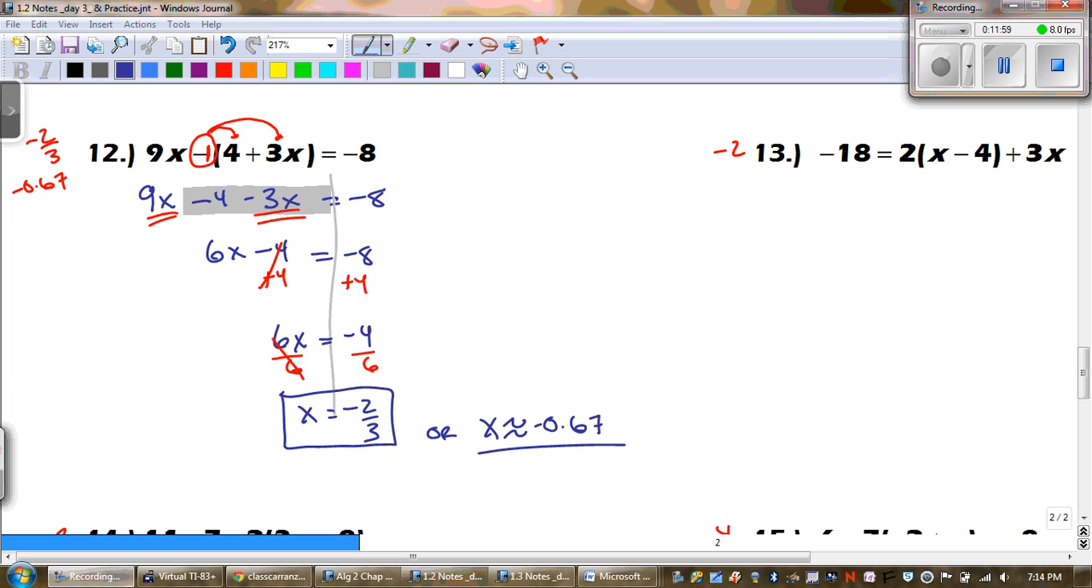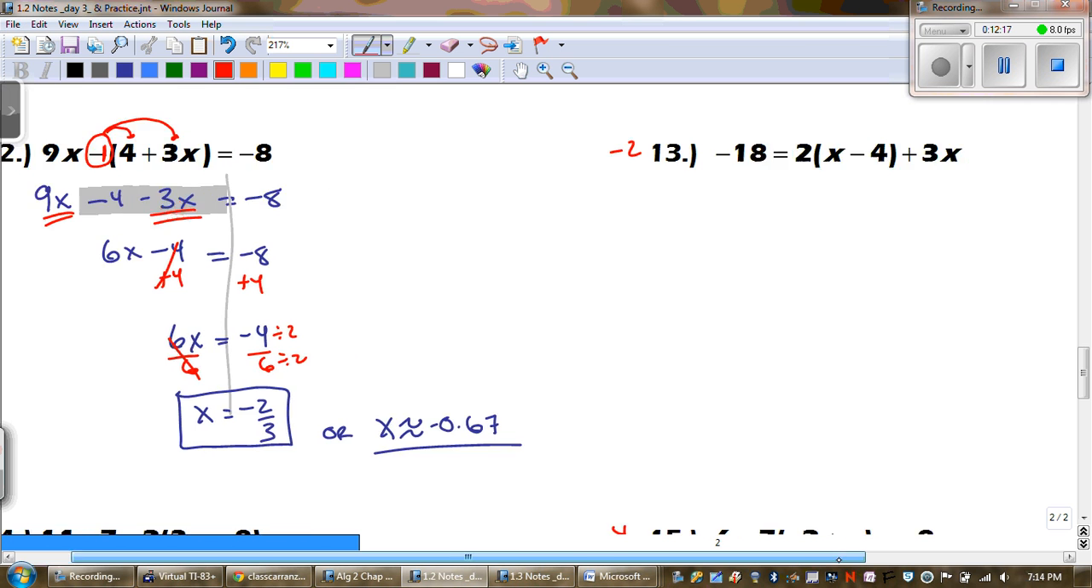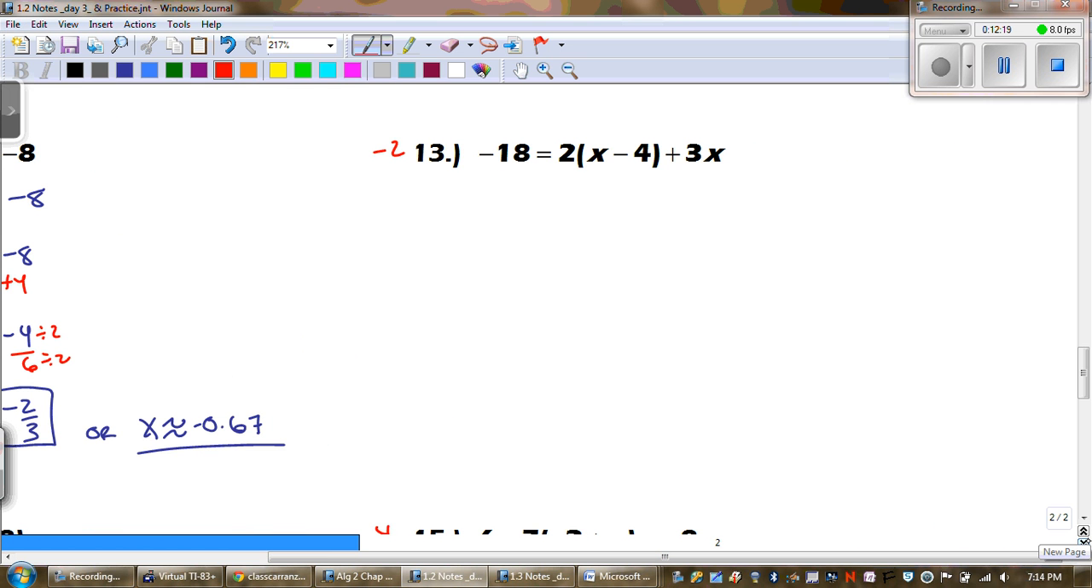Okay, and when you do that, you add 4 to both sides and divide by 6. Now, if you can't tell, -4 and -6, or +6, you can divide both of those by 2, and that's where we get -2/3. If you plugged it into your calculator, you should have got -0.6666666666 repeating, and when you round that, you get -0.67. Okay? Okay. Next one.